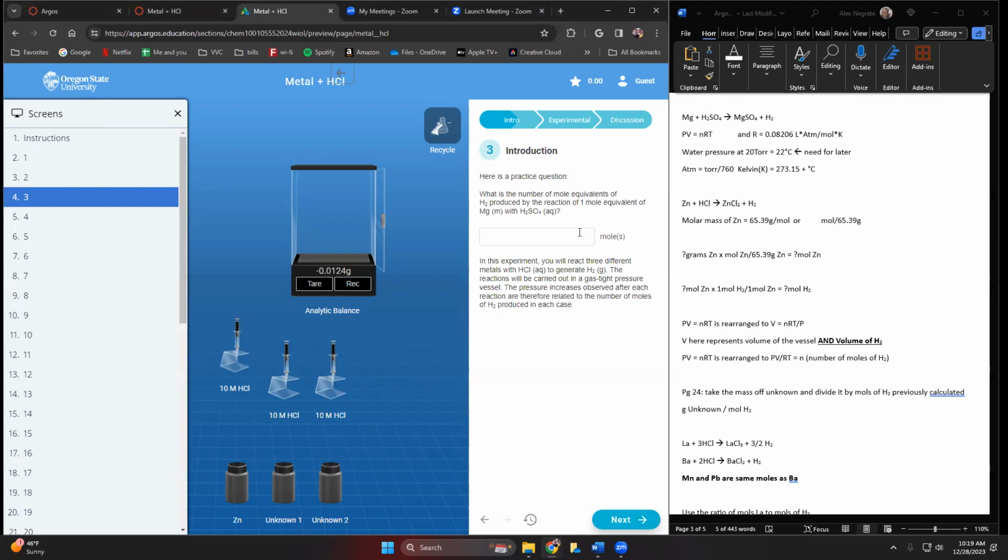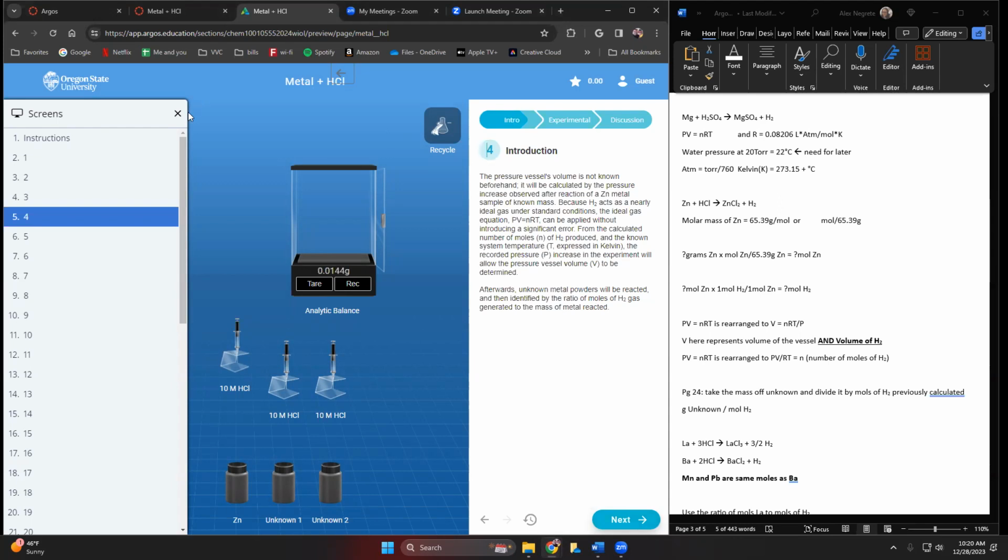So here, they give you a practice question. What's the number of mole equivalents of hydrogen gas produced by the reaction of 1 mole equivalent of magnesium with sulfuric acid? And this would be our reaction here. So it's a single replacement reaction. Magnesium plus sulfuric acid, we get magnesium sulfate plus some hydrogen gas. But we can see here, we're looking at the mole equivalents of hydrogen gas to magnesium, and this is 1 mole to 1 mole. So the mole equivalent is simply just 1.